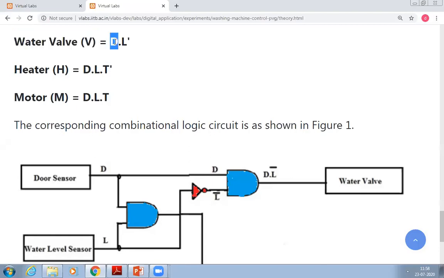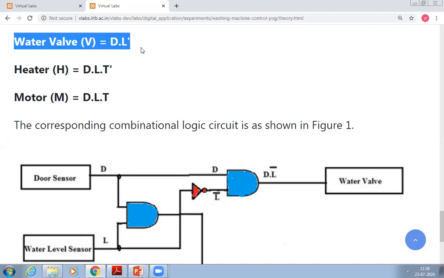Your door must be closed. So that means D is equal to 1. So that is represented by D. And your water level must be low. Low means here L bar, L dash. So this is the first condition.